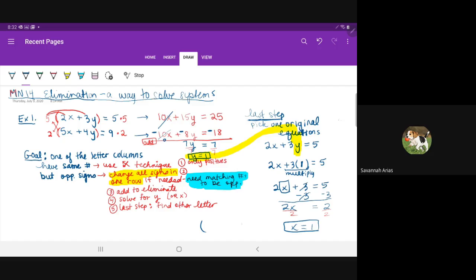Okay, and then the final answer is written this way. So here, let's write final answer. And then you always put x first and y second. It's alphabetical. So x it says is 1, and y it says is 1. And then that's your answer.